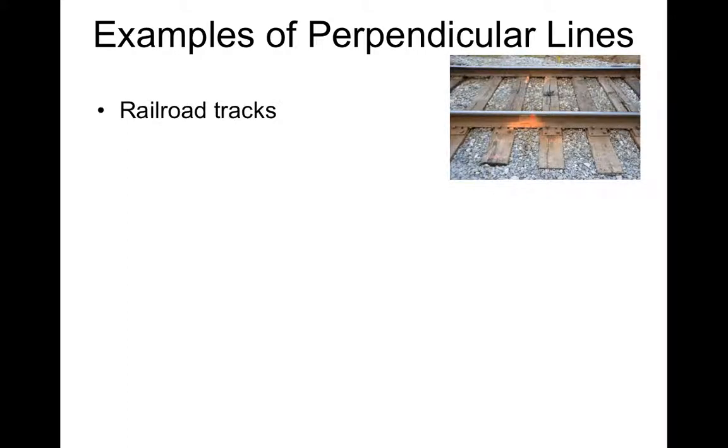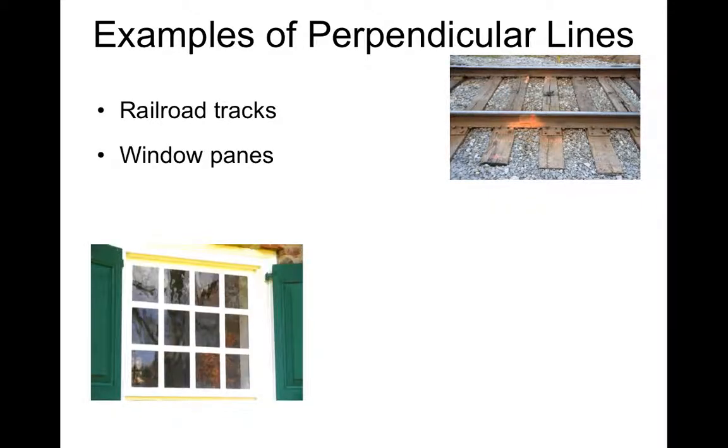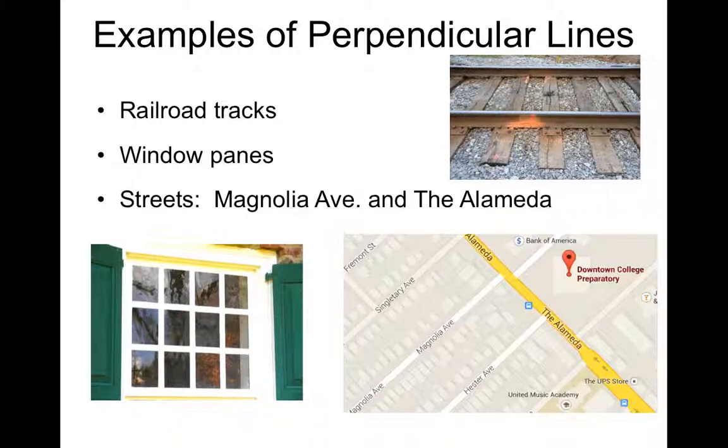Here are some examples of perpendicular lines. Railroad tracks, the tracks and the cross beams make perpendicular lines. Window panes make sets of perpendicular lines. Of course, there are parallel lines there as well, but the ones that go up and down and the ones that go left to right make perpendicular lines. And the streets Magnolia Avenue and the Alameda on this map are, for example, perpendicular.